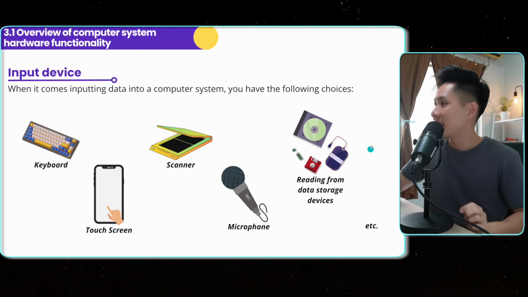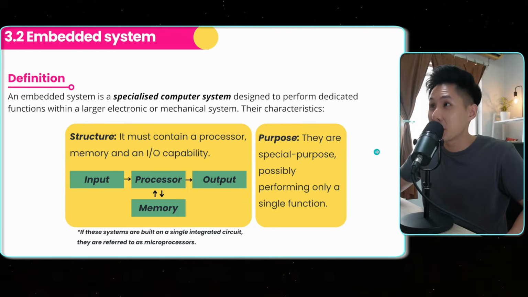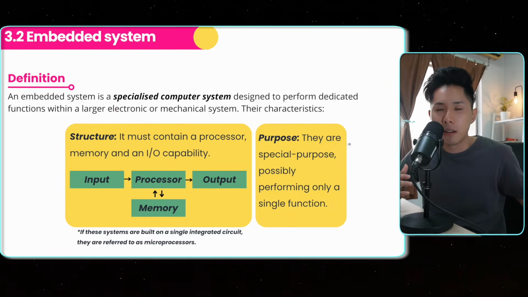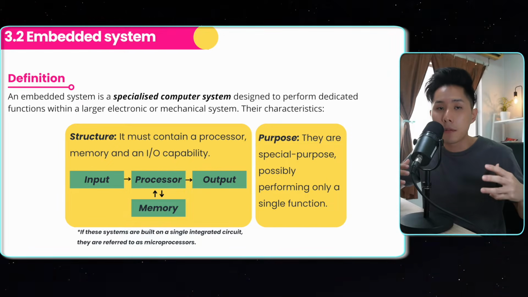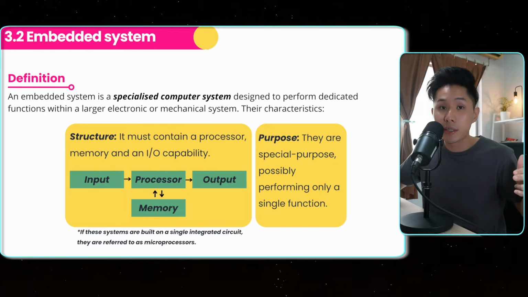And here you go. That's the overview for what a computer system comprises. And now we're going to move on into embedded systems. The computer system that we described just now is called a general computer system because it can perform many different tasks, like browsing, playing games, playing music.